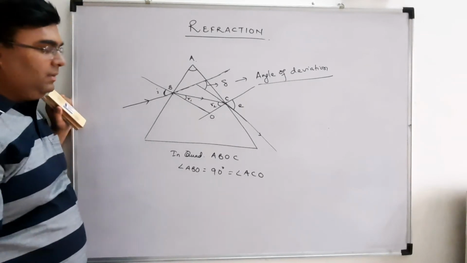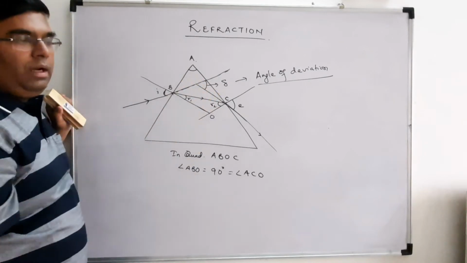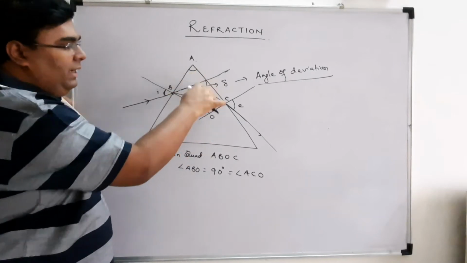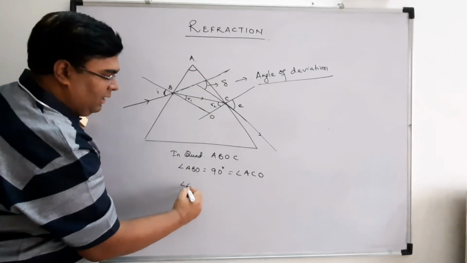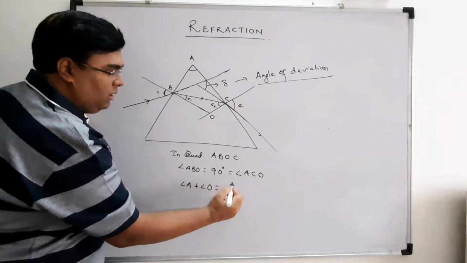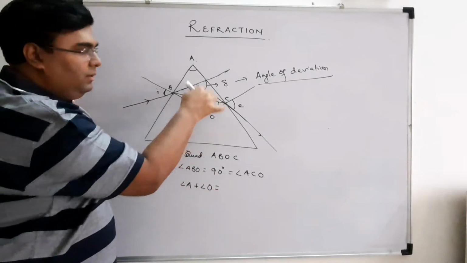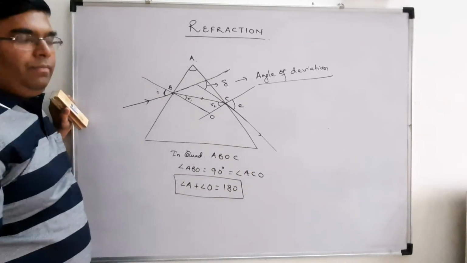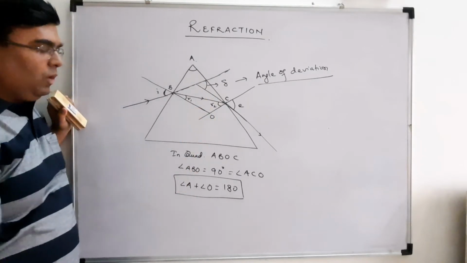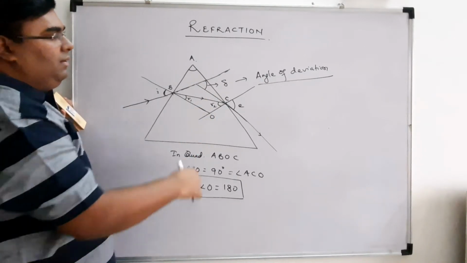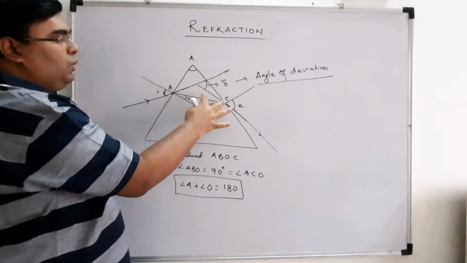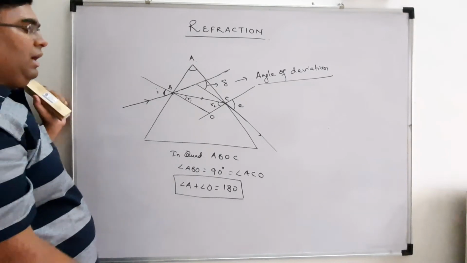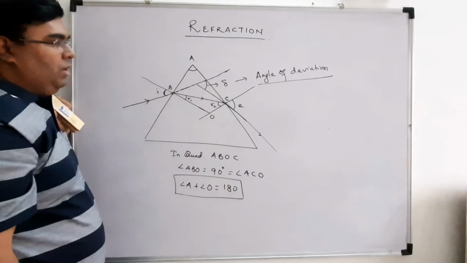Right? So in a quadrilateral, the sum of all angles is 360. So what are the remaining angles? Angle A and angle O. So we can write that angle A plus angle O is 90 plus 90, 180. Remember this relationship: angle A plus angle O is equal to 180 degrees. Why? Because we have just shown that in this quadrilateral these two angles are 90 and 90, so 180, and the sum of all angles is 360. So angle A plus angle O is 180. Correct?